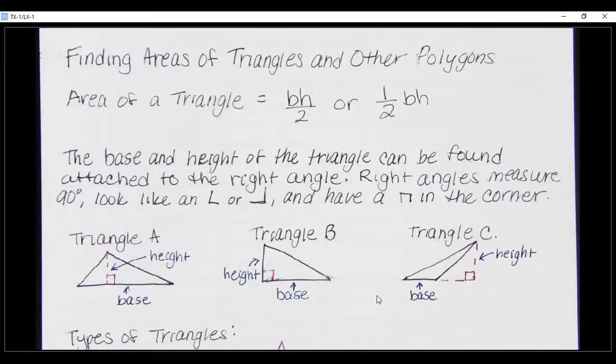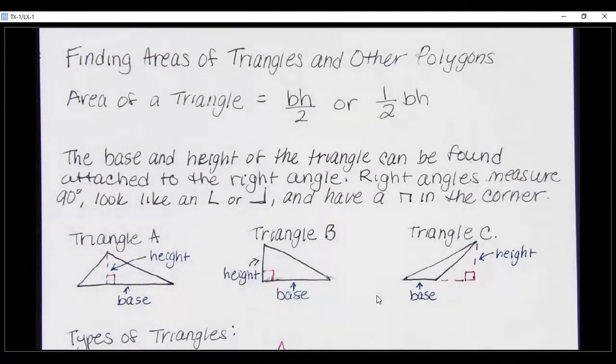Hey everyone, today we're going to be finding areas of triangles and then using that knowledge and our knowledge of finding areas of rectangles in order to find areas of other polygons. So polygons are shapes. They're sided figures that are enclosed. So for example, rectangles and triangles are examples of polygons. So let's start with those triangles.